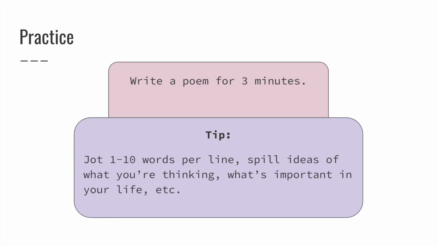Now that you learned a lot about spoken word and slam poetry and different creative elements that are implemented in those forms of oral storytelling, I want you all to pause this video and practice writing your own spoken word piece for 3 minutes. That is a very short amount of time, but this is a good way to write a spoken word piece spontaneously. As a tip, I recommend jotting 1 through 10 words per line, spilling any ideas that you're thinking about, and other things that are important in your life.